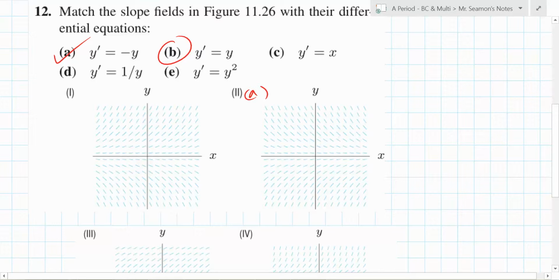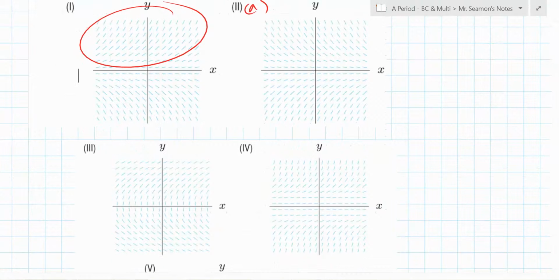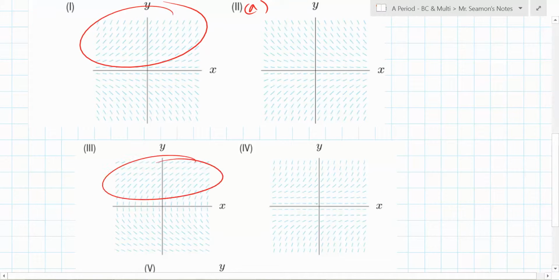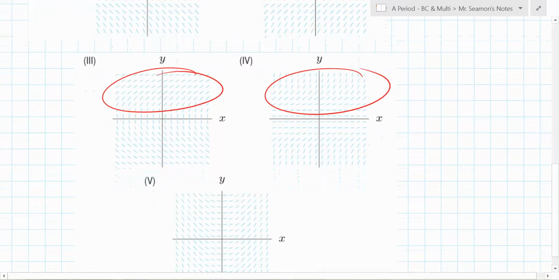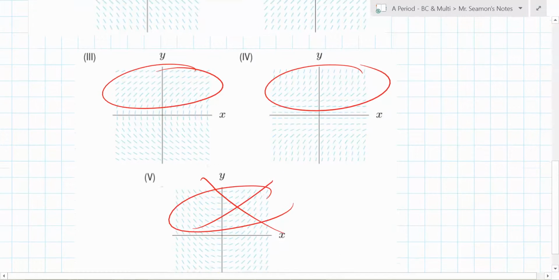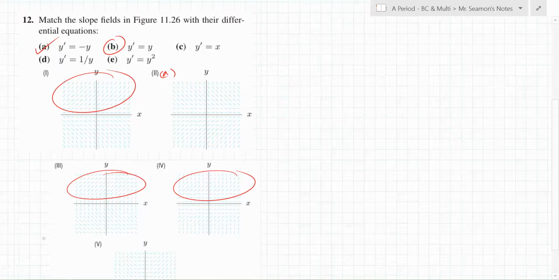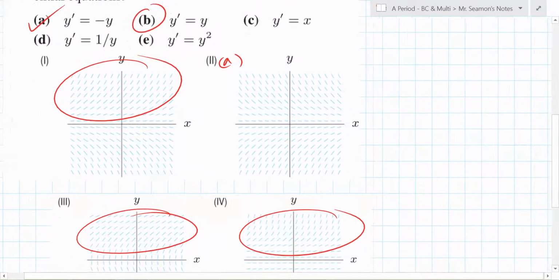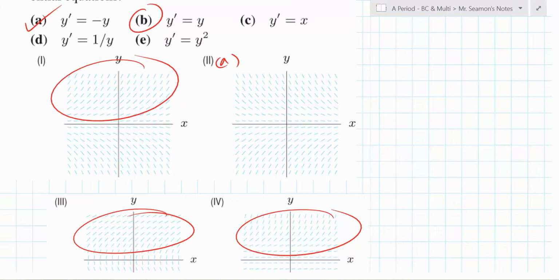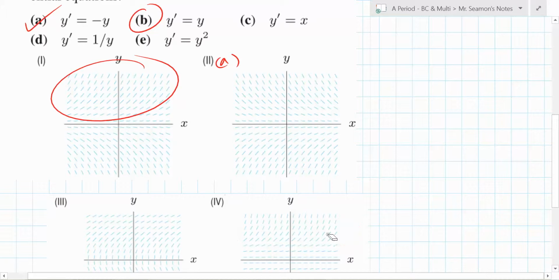Okay, what about this one, B? They're all positive as y gets bigger. So which one's that going to be? These are all positive as well, and these are also all positive. So it's not that one, because some of those are negative. How do we figure out which one it is for B? They all have to be the same across. Exactly. They all have to be the same going across.